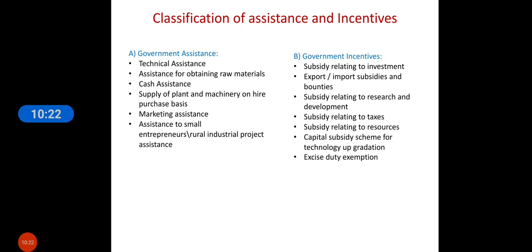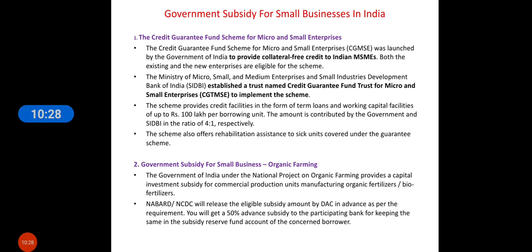Fine. And so this is all about today's lecture. Tomorrow we will discuss the government subsidies for small business in India by various institutions. And we already discussed this in institutional support also, but here we will cover it again.